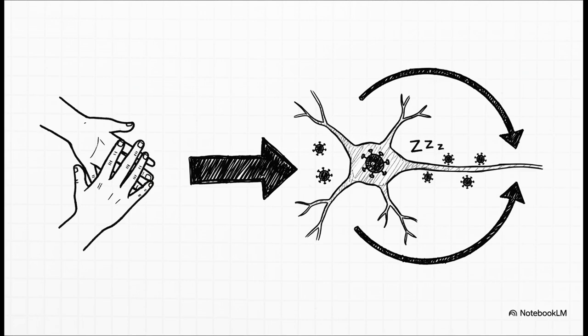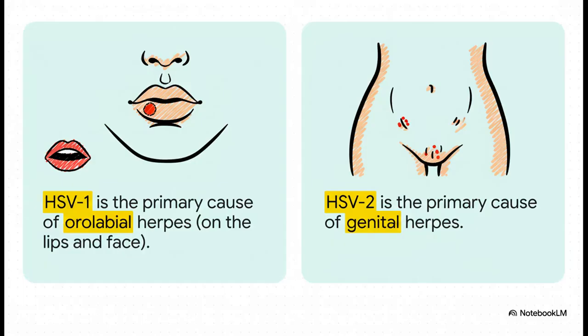See, once you're infected, which happens through direct contact, the virus doesn't just leave. No, it retreats into your nerve cells and sets up shop for life, establishing what we call a latent infection. That means it can just lie dormant for years before deciding to pop up again. Now, you've probably heard of HSV1 and HSV2. While they are part of the exact same viral family, they do typically prefer different neighborhoods. HSV1 is the one usually associated with cold sores around the mouth, whereas HSV2 is the primary cause of genital herpes.